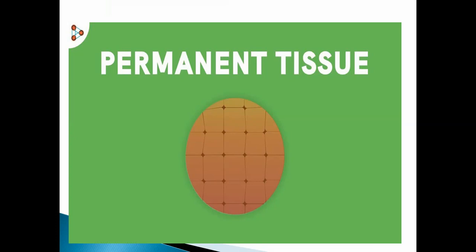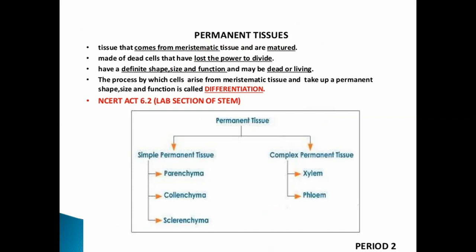Permanent tissue is a plant tissue. The cells of this tissue do not divide. Yes, they do not divide. Then where do these tissues come from? How do they originate? Such a mind-boggling question, right? The answer is very simple.